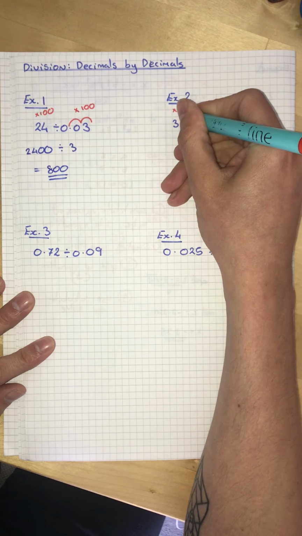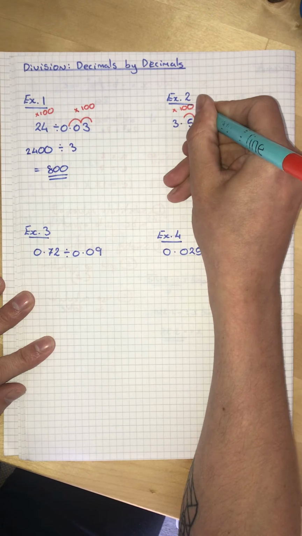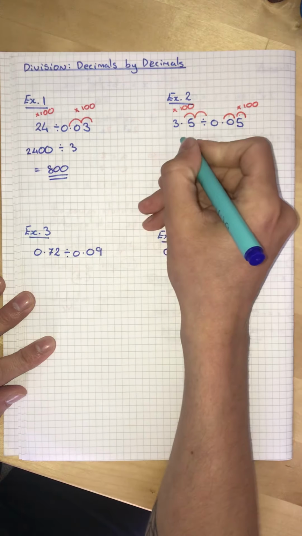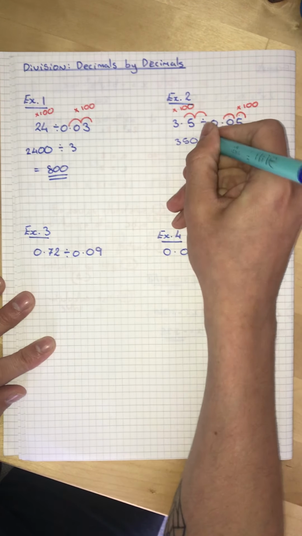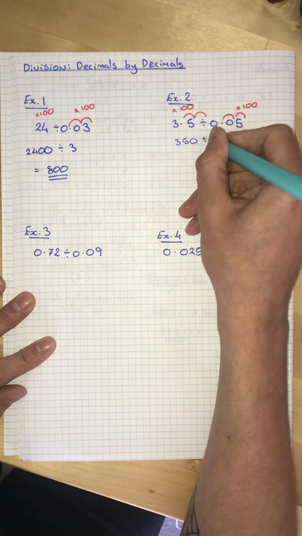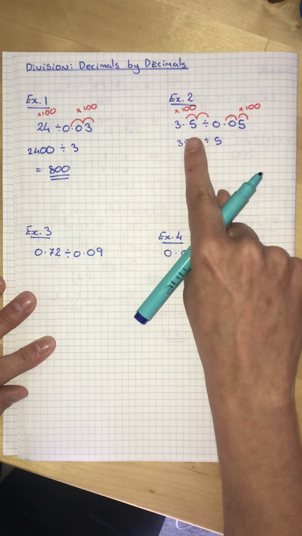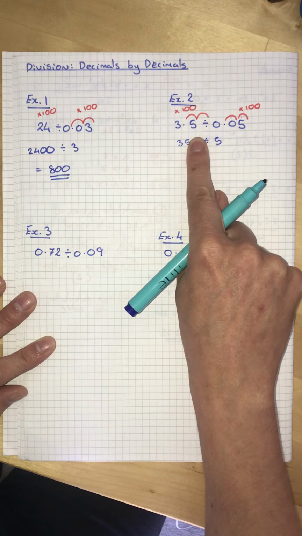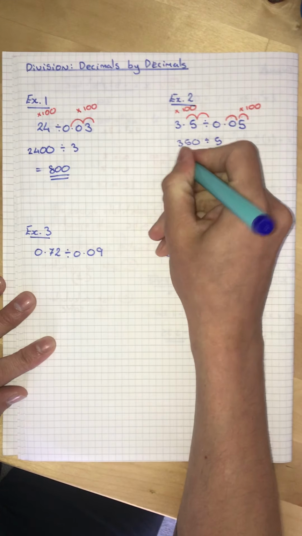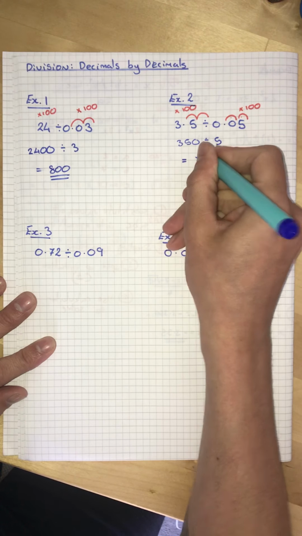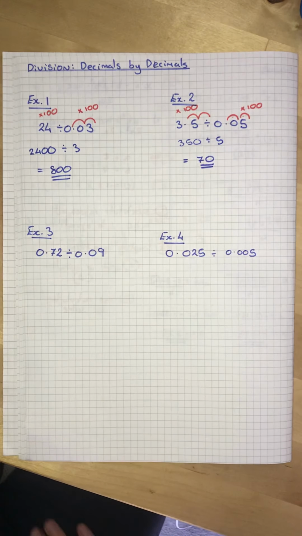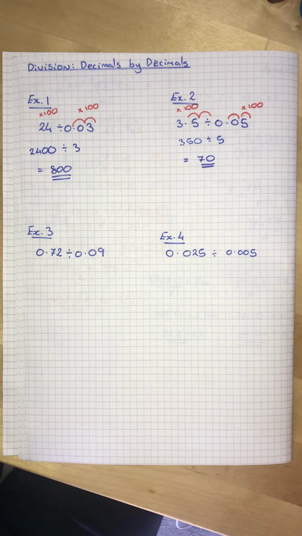So let's move that decimal point, 1, and then we'd move it again, which means we're going to have 350 divided by 5. Okay? What's 35 divided by 5? 7. So 350 divided by 5 is going to be 70.